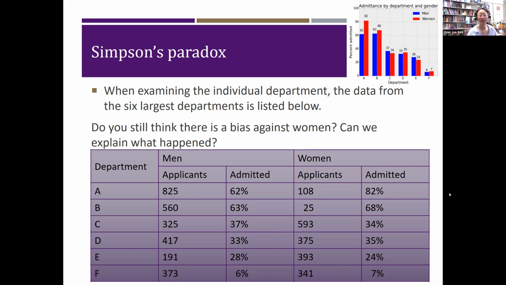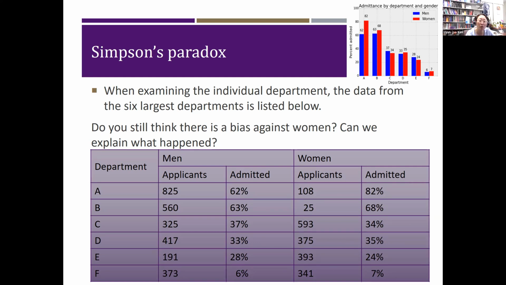Now, take a look at the last row. Again, women have a higher acceptance rate than men, which is 6%. But Department F, in contrast to Department A, has a very low acceptance rate. Compared to men, a much larger portion of women apply to the lower acceptance department. Around 4% of all male applicants applied here, while 8% of all women applied to Department F.